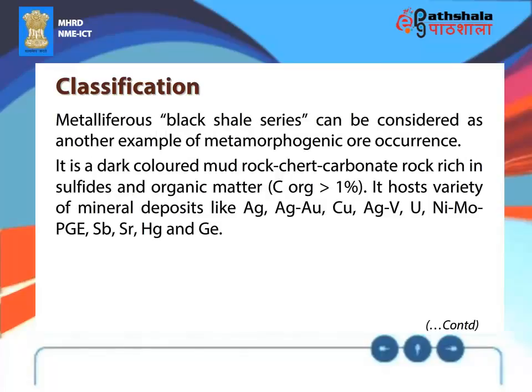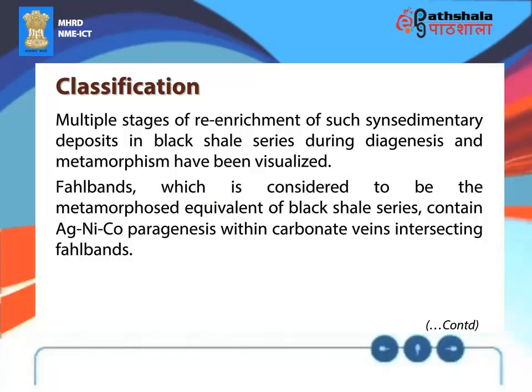Metalliferous black shale series can be considered as another example of metamorphogenic ore occurrence. It is a dark-colored mud rock, chert, carbonate rock rich in sulfides and organic matter, organic carbon greater than 1%. It hosts a variety of mineral deposits like silver, silver-gold, copper, silver-vanadium, uranium, nickel-molybdenum, platinum group elements, antimony, strontium, mercury, and germanium. Multiple stages of re-enrichment of such sedimentary deposits in black shale series during diagenesis and metamorphism have been visualized.